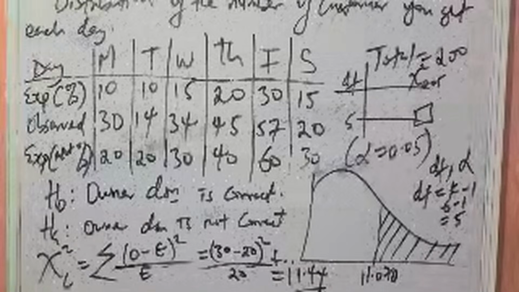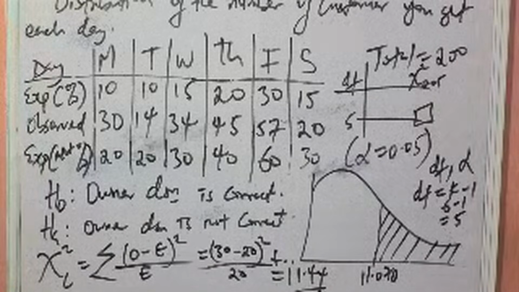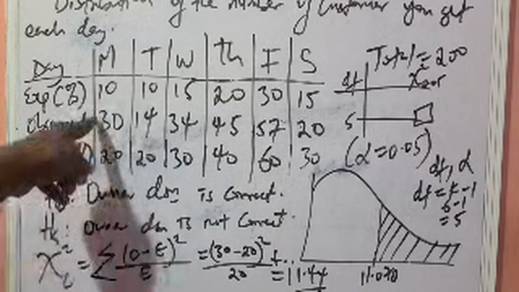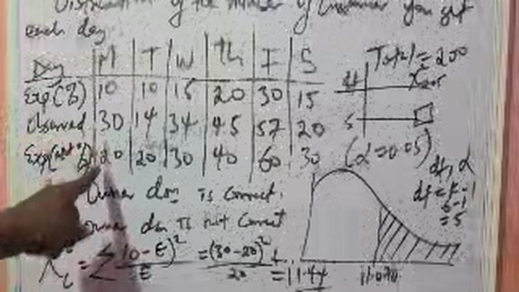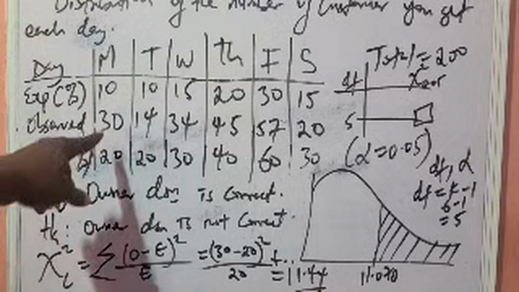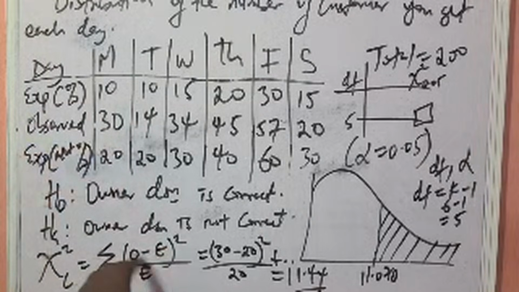Somebody said, is that Jimmy? Why don't you understand? It's observed minus expected, all squared, over expected. This is the observed, 30. This is the expected, 20. You fix this up in calculation: 30 minus 20, squared, over 20.